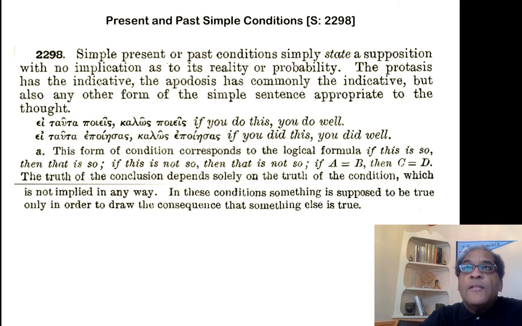true. So these are our simple present and past conditions, and you just have indicative mood in each limb as you need it to express with the time that you're interested in.